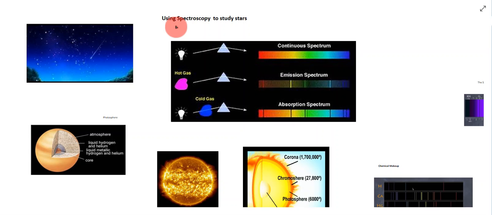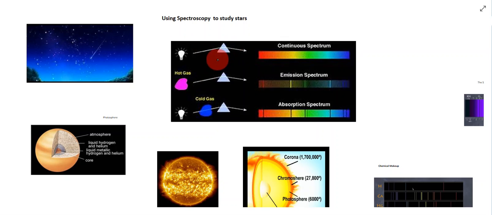And what I want to try and put across is how light and the properties that we've looked at in relation to light, and this property of where light can be absorbed and emitted, how these properties can be used in order to actually study light, for example, that's given off by stars, and help us to understand stars a little bit better.